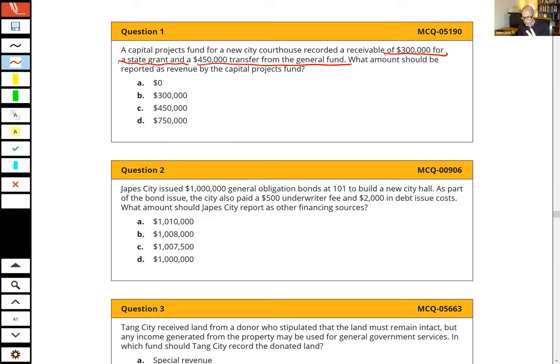So the transfer in is not a revenue. It is what? It is an other financing source. So the only one that qualifies as a revenue here is what? Is what most of us chose, the $300,000. The $450,000 is not revenue. Revenue is revenue. Other financing source is not revenue. It's a different item, a different line item on the statement of revenues, expenditures, and changes in fund balance. Question?